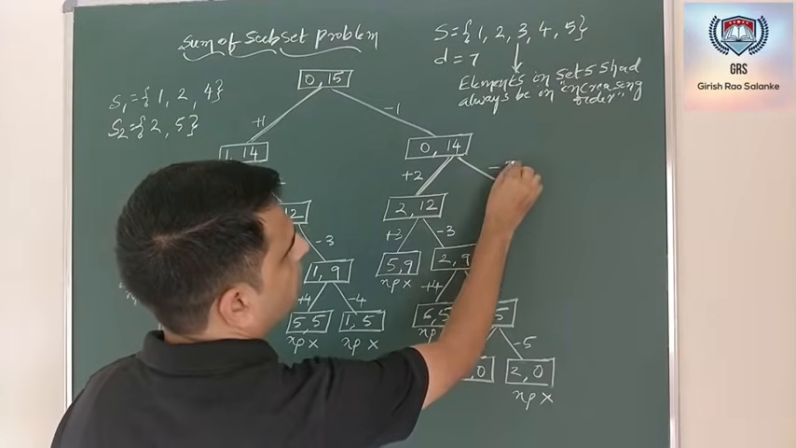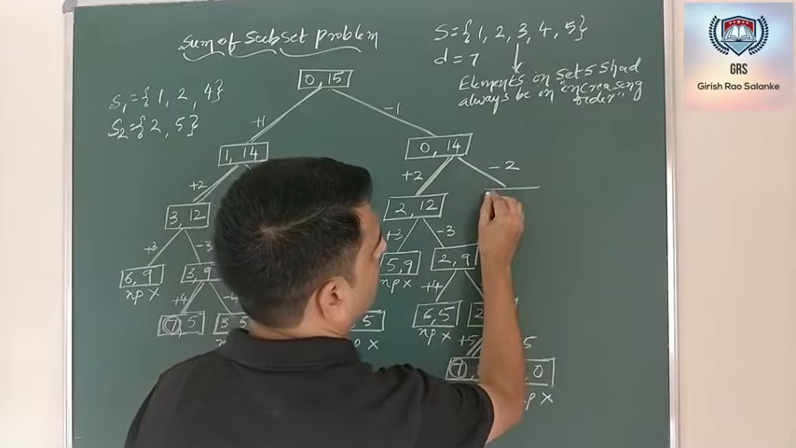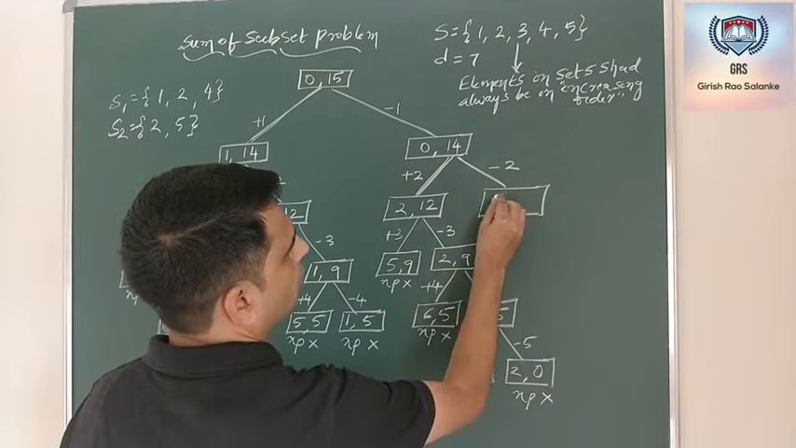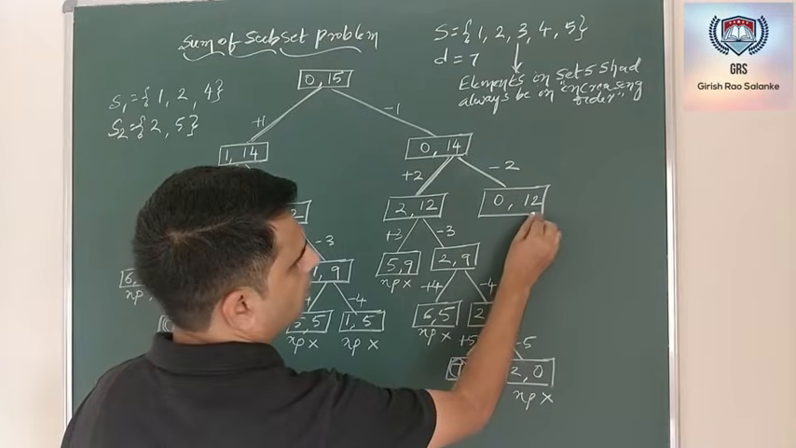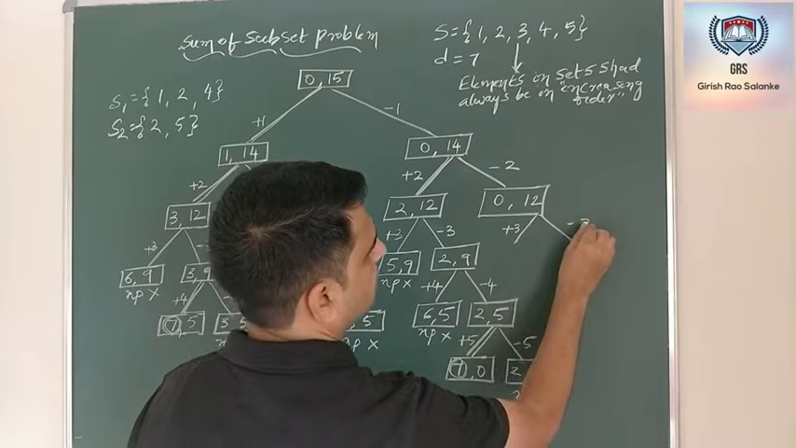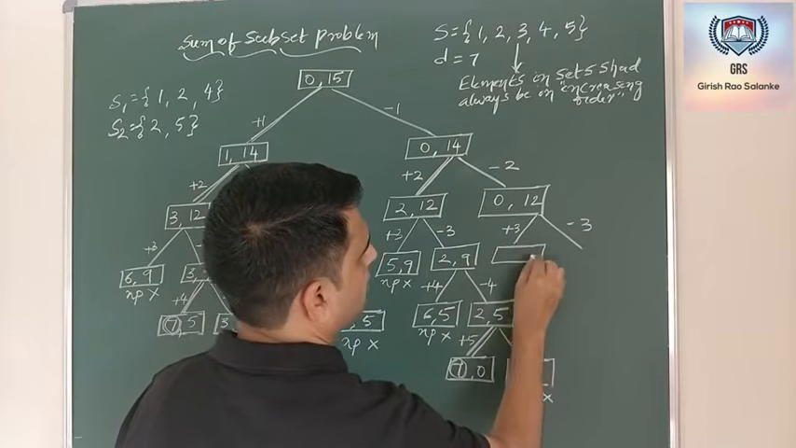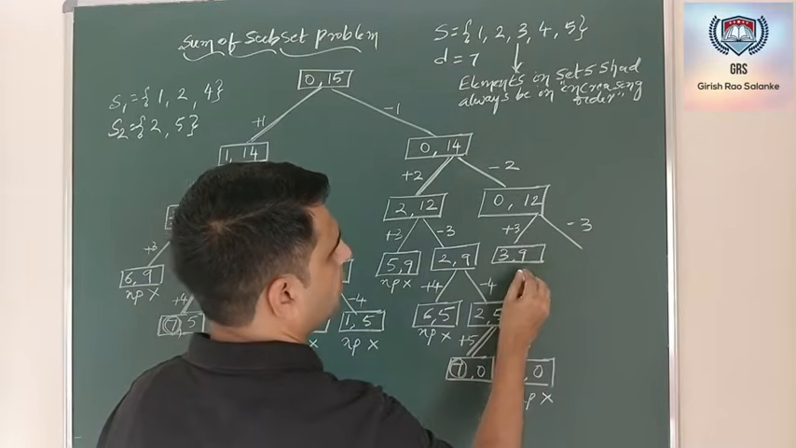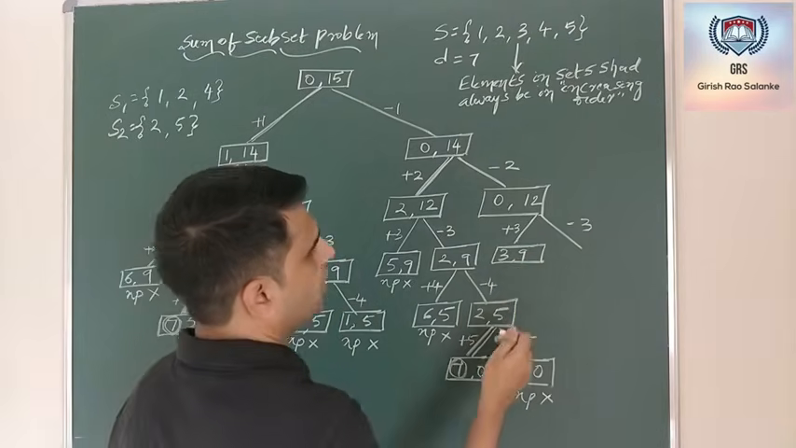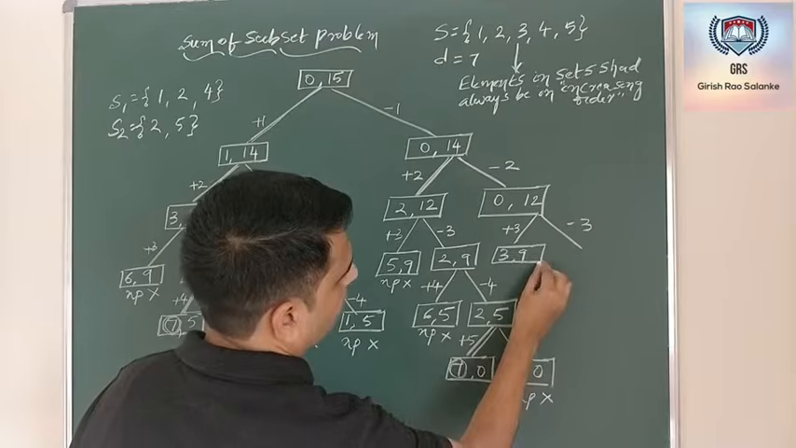So this is minus 2. So this is 0 minus 2 is 0. 14 minus 2 is 12. Now this is plus 3 minus 3. What is plus 3? This is 3 and 9. Now the next element is 4. 3 plus 4 is 7.